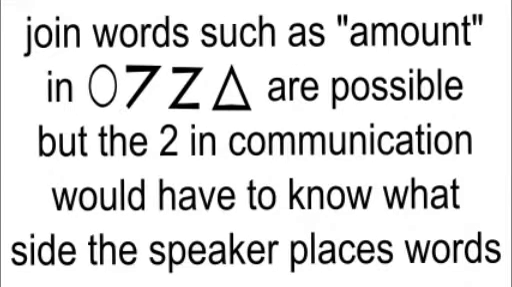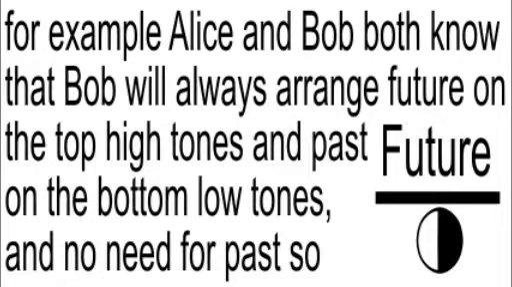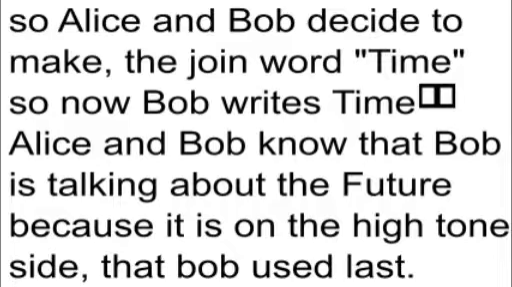Here the two in communication would have to know what side the speaker places the word side, so the musical tones can be used. For example, Alice and Bob both know that Bob will always arrange future on the top high tones and past on the bottom low tones, and no need for past. So Alice and Bob decide to make the join word time. So now Bob writes time with a 2 square pictograph. Alice and Bob know that Bob is talking about the future because it is on the high tone side and Bob last used future on the high tone side.